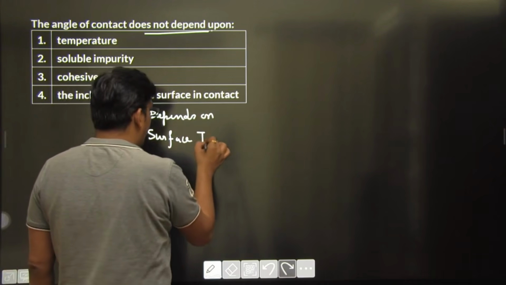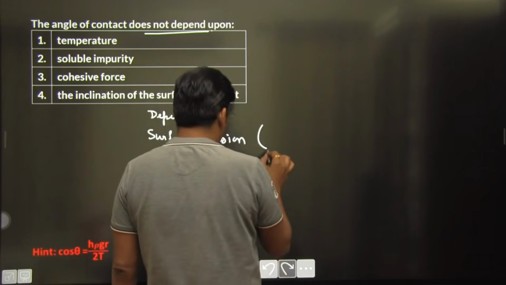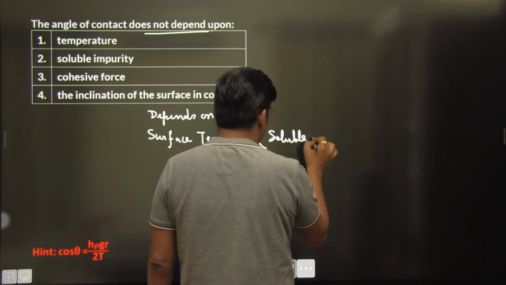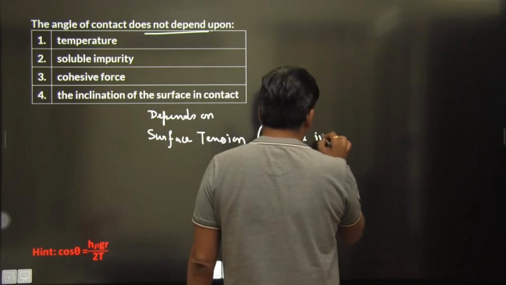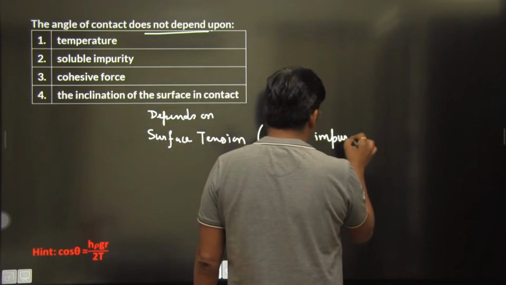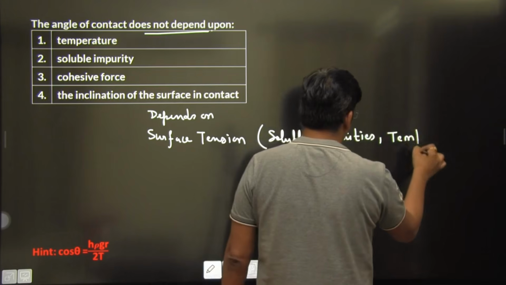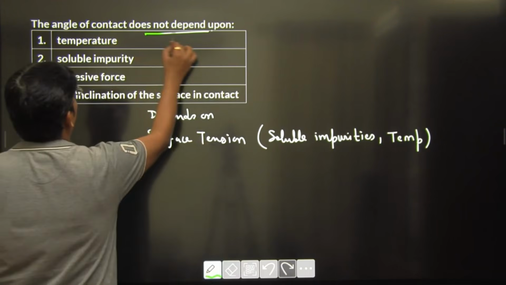Surface tension in turn depends on soluble impurities present in the liquid, because when you add detergent to the water, its surface tension decreases. Surface tension depends on soluble impurities. It also depends on temperature. So they are asking what it does not depend on.